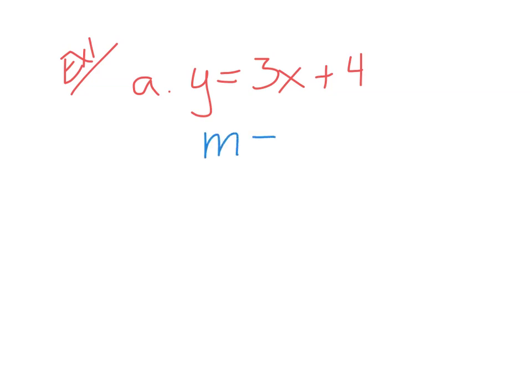Example 1, put this in your journals. We are going to identify the slope and the y-intercept. So our first equation is y equals 3x plus 4. So what's my slope? You can say m equals, it's just the number. M equals 3. And what's my y-intercept? 4. Done.